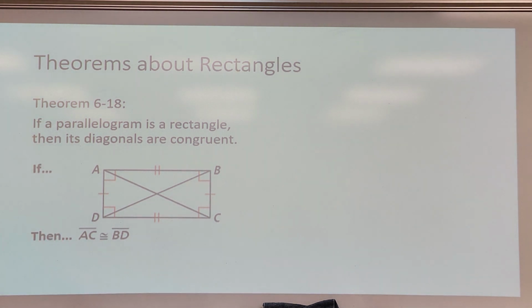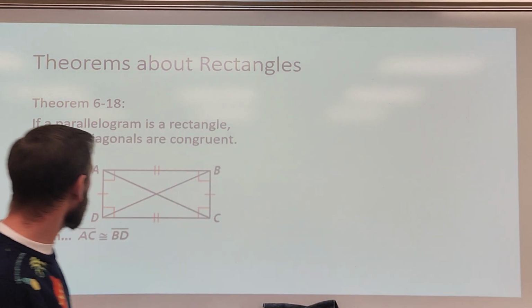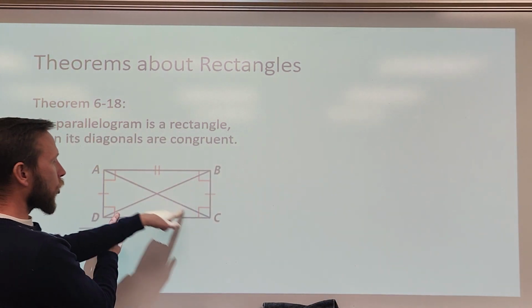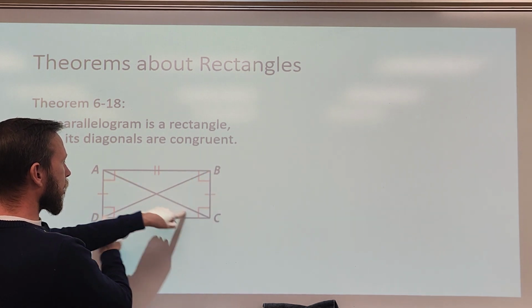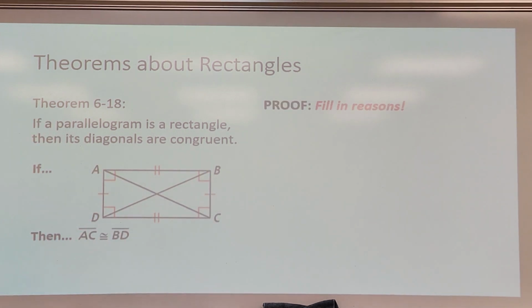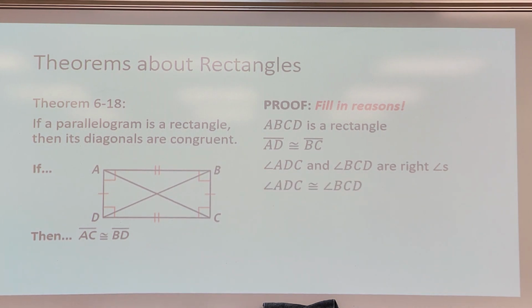The proof on this is not too bad. You are going to show that a pair of these overlapping triangles are congruent by side, angle, side, and then you're going to prove that the hypotenuses are congruent by CPCTC. So here is your proof. You're given a rectangle, which means that you know that the opposite sides are congruent. You know that you've got right angles. You know that these right angles are congruent. You've got this reflexive side, and therefore the triangles are congruent.